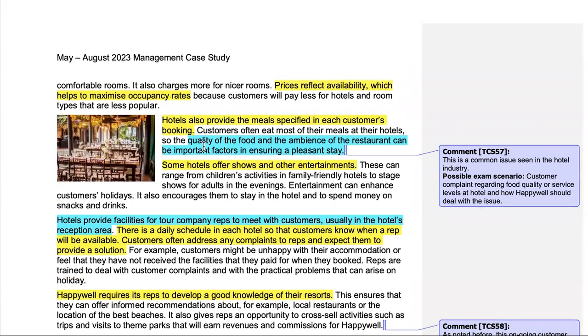So when operating a hotel, the quality of food and the ambience of the restaurant can be an important factor in ensuring a pleasant stay. So this is a common issue seen within the hotel industry. So based on that, I'm predicting a possible exam scenario where the company receives customer complaints regarding food quality or the service levels at the hotel, and you'd have to provide recommendations as to how to overcome these shortcomings in the most practical manner. Again, these areas are covered within our mocks.